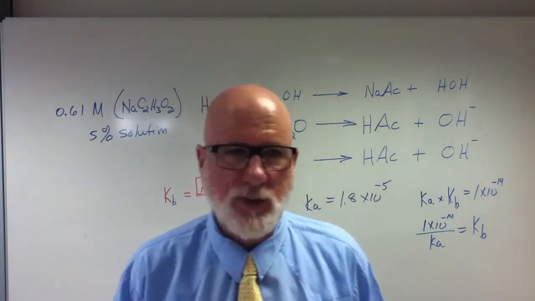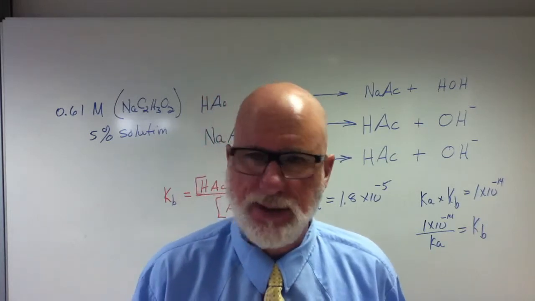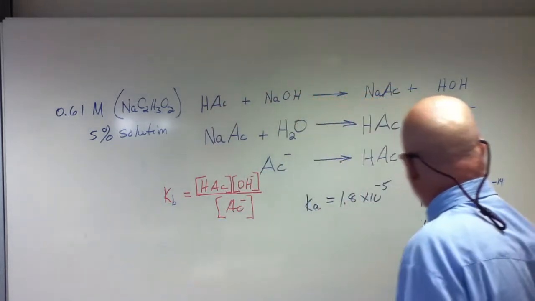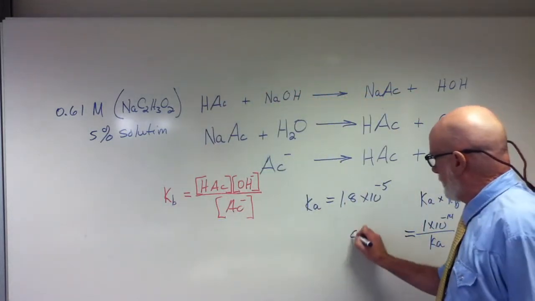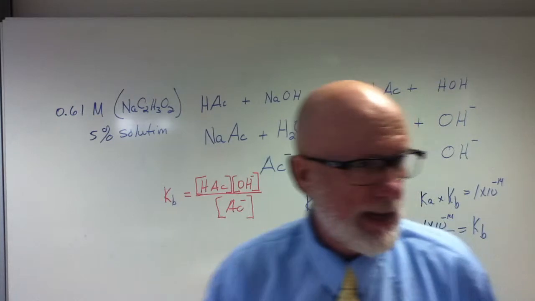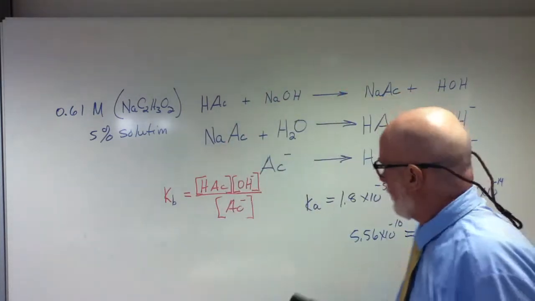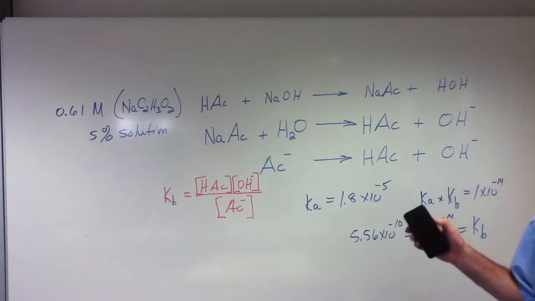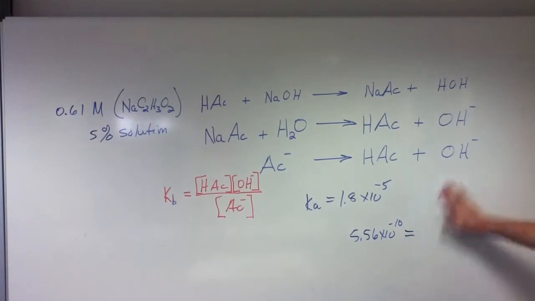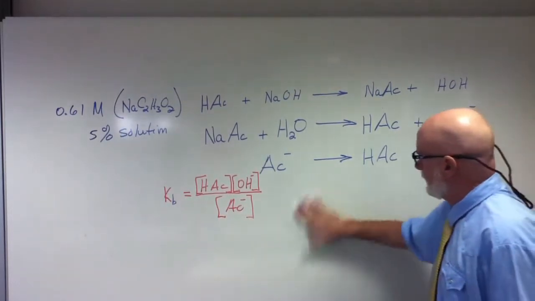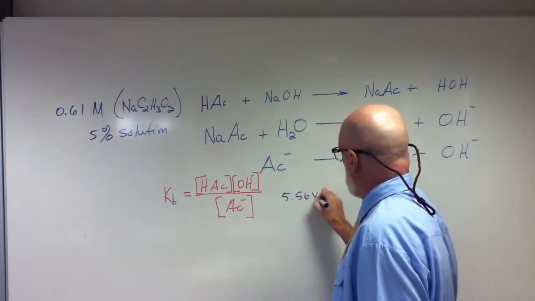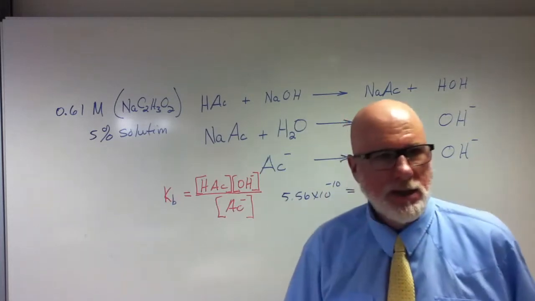1 times 10 to the negative 14 divided by 1.8 times 10 to the negative fifth equals what? 5.56. You got it? So that's going to equal 5.56 times 10 to the negative 10. Correct? You get that? Okay. So what I want to do now is I'm going to erase this. This is my scrap paper over here. So now I have what the Kb is, correct? So the Kb is going to be 5.56 times 10 to the negative 10 equals the K expression.